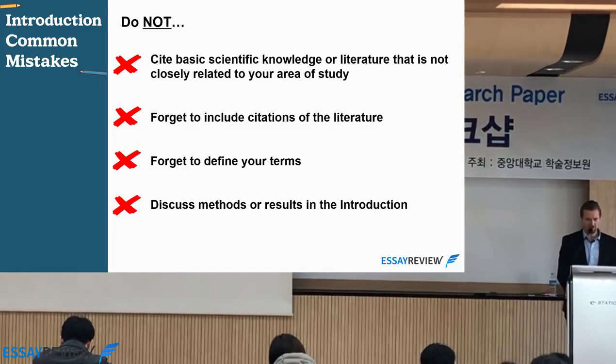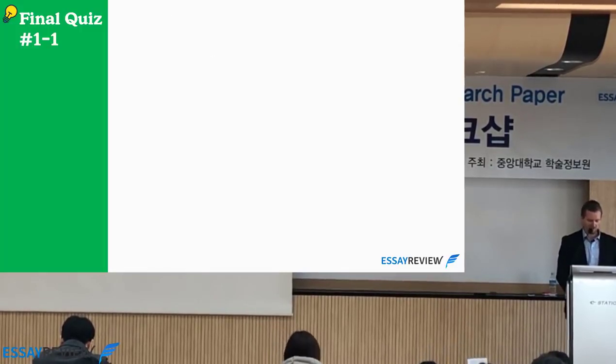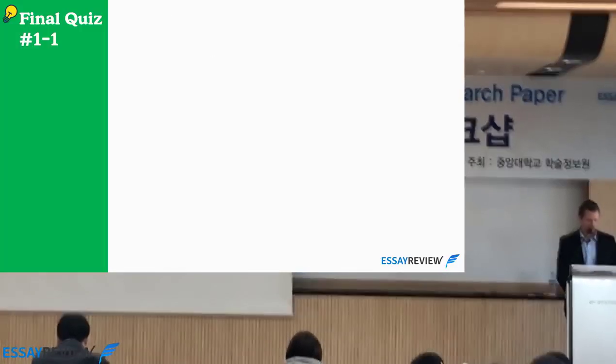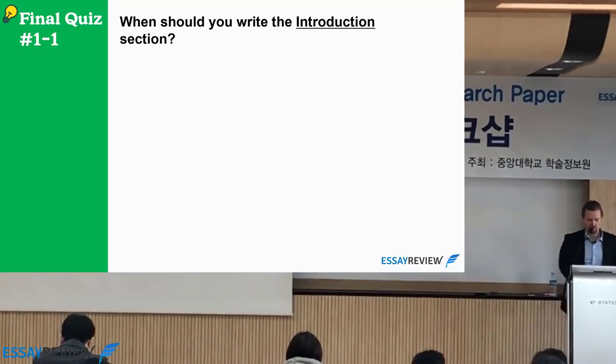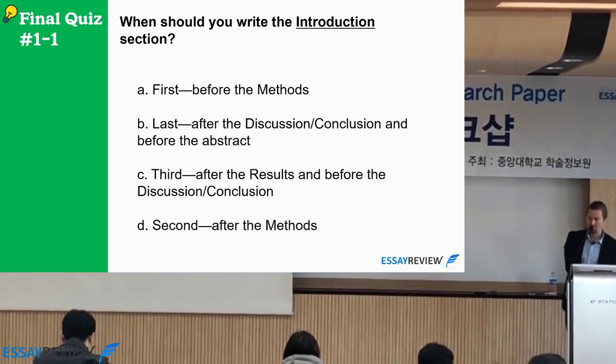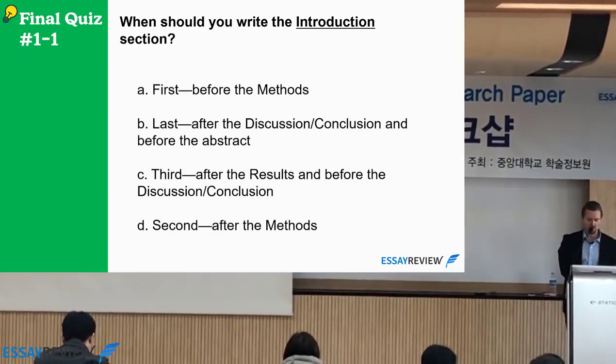All right, this is the final quiz before our grammar section. When should you write the introduction section? A, first, before the methods. B, last, after the discussion and before the abstract. C, third, after the results and before the discussion. Or D, second, after the methods.